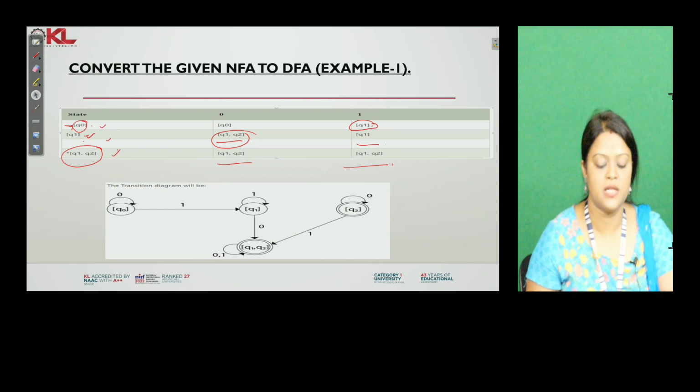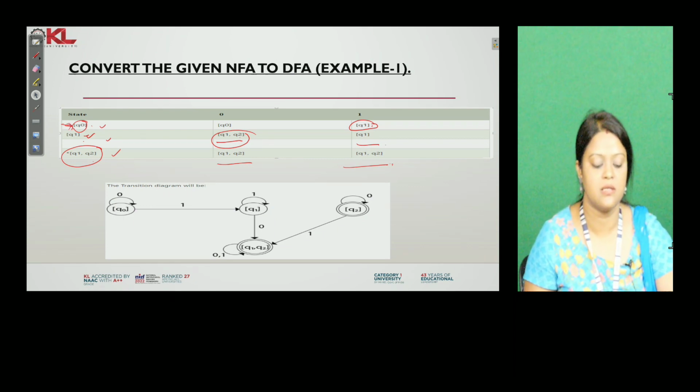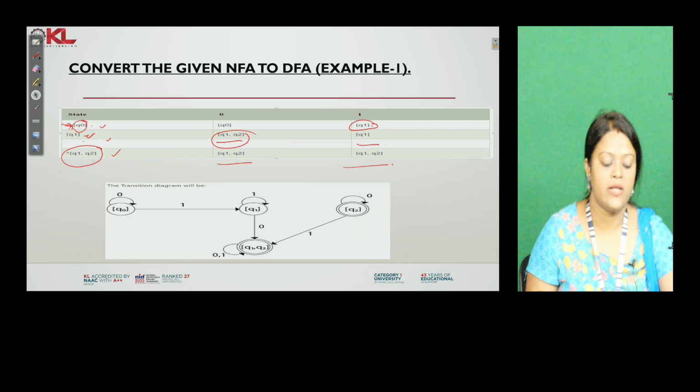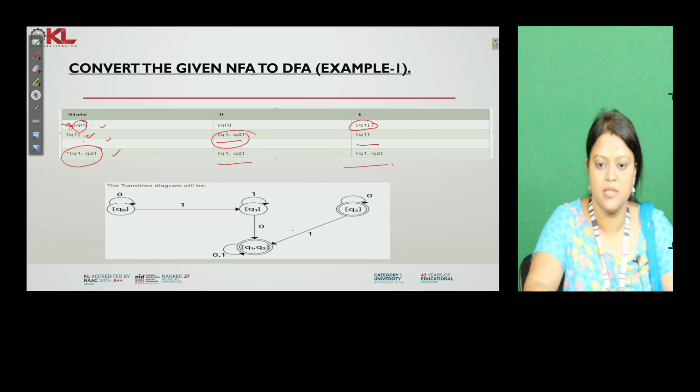Now these will be our states. Which will be the initial state? The state containing the previous initial state Q0 will be the initial state, and the final states will be those containing Q2.